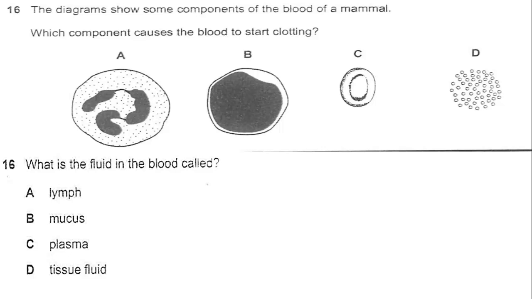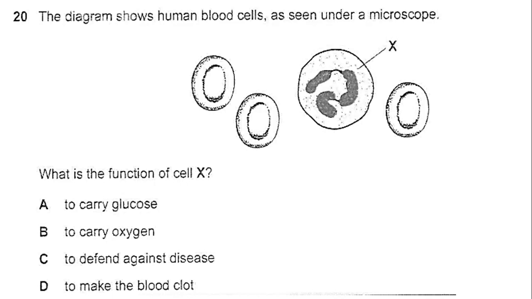Now let's answer some questions. The diagrams show some of the components of the blood of a mammal. Which component causes the blood to start clotting? So it is the fragments of cells, which is the platelets. What is the fluid in the blood called? The fluid is the plasma.